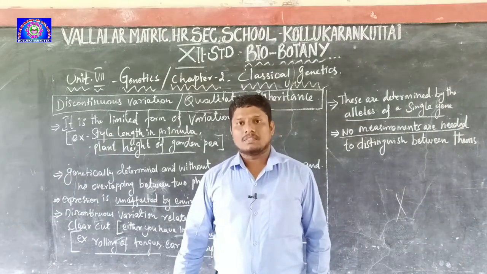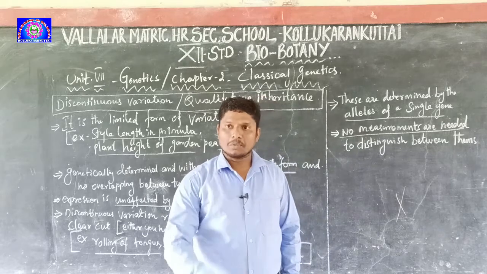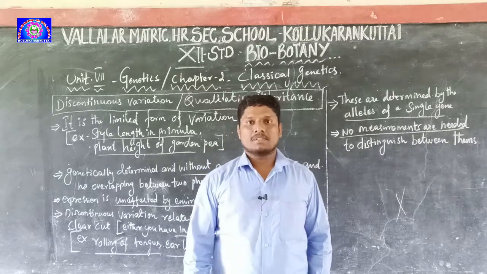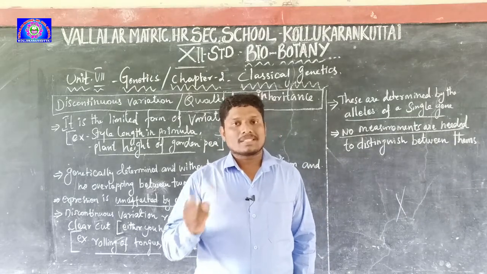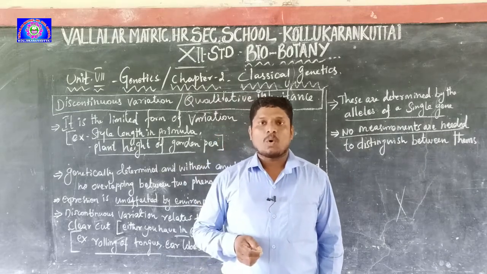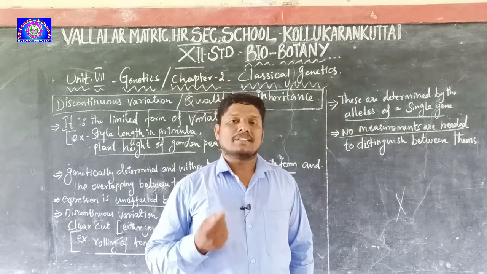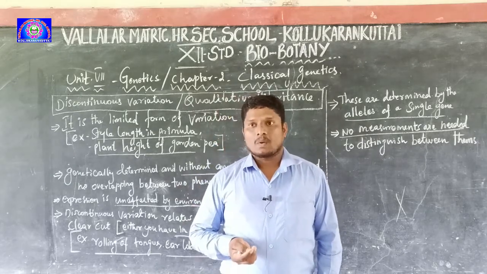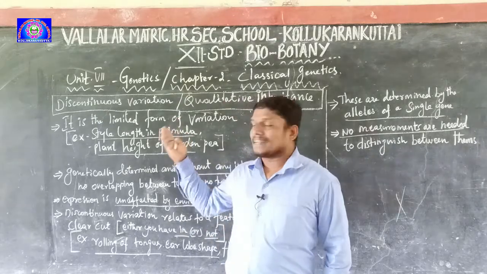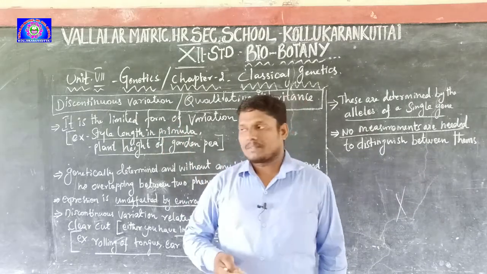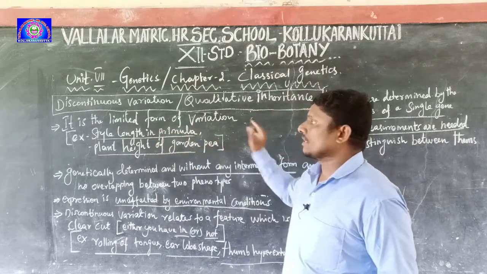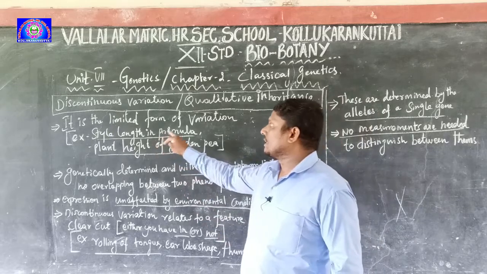Now the second type of variation. Before that, I already told you what variation is and how many types of variation occur. Two types: the first is continuous, the second is discontinuous variation. Continuous variation is otherwise called quantitative inheritance, and discontinuous variation is otherwise called qualitative inheritance. Now I am going to distinguish discontinuous variation from continuous variation. The first point: discontinuous variation is a limited form of variation. Example: style length in primula.